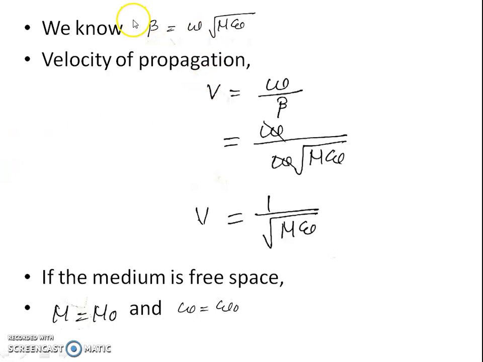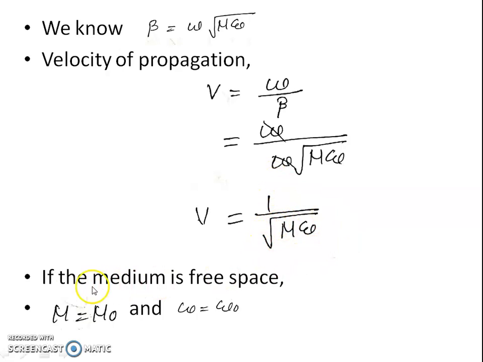We know the value of beta. The value of beta means the phase constant. Phase constant beta is equal to omega root of mu epsilon. And the velocity of propagation can be written as V is equal to omega divided by beta. And applying the value for beta here, that is omega divided by omega root of mu epsilon, then the velocity of propagation we get like this, that is V is equal to 1 by root of mu epsilon.